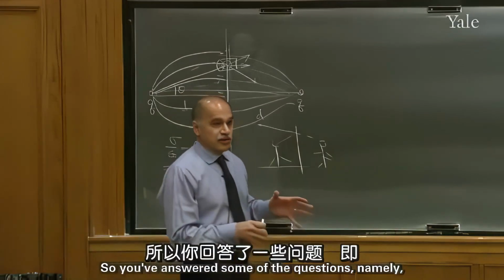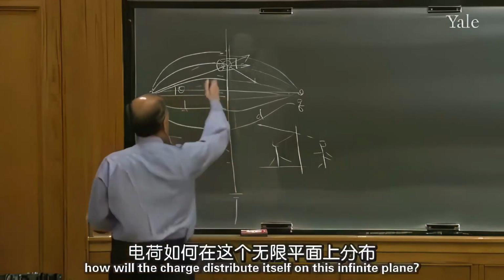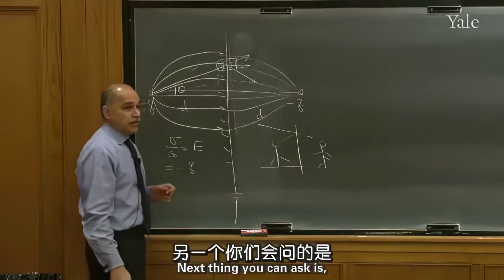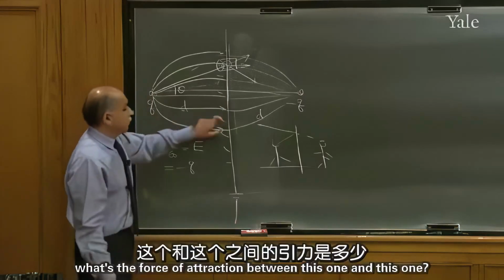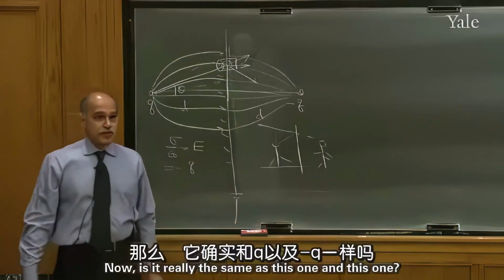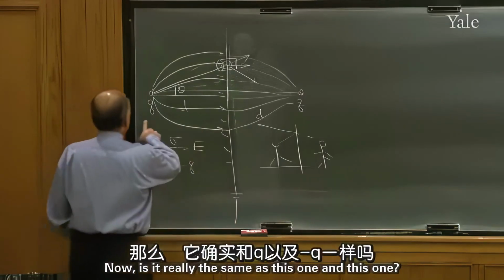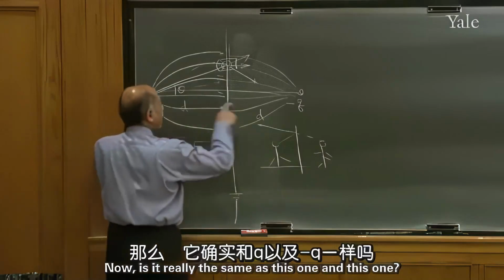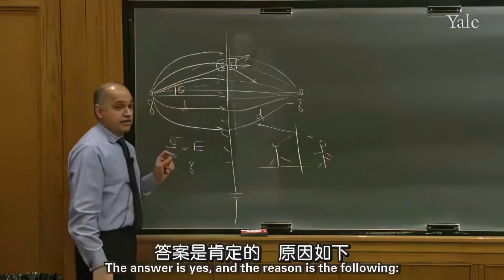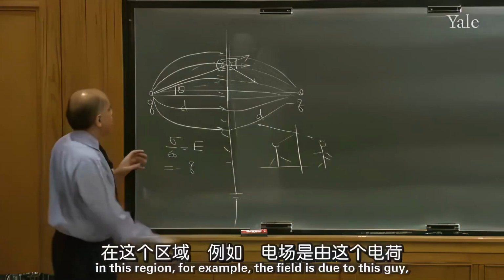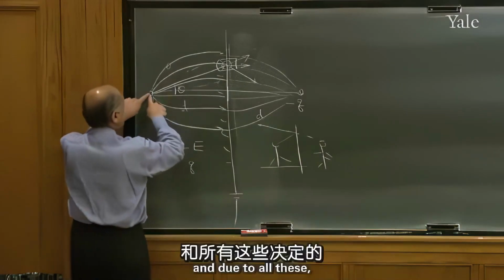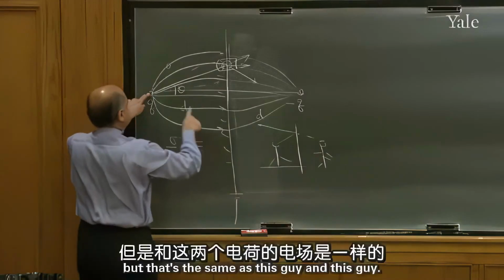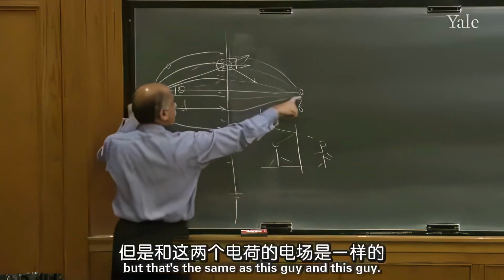So you've answered some of the questions, namely how will the charge distribute itself on this infinite plane. Next thing you can ask is, what's the force of attraction between this one and this one? Now, is it really the same as this one and this one? And the answer is yes. And the reason is the following. In this region, for example, the field is due to this guy and due to all these, but that's the same as this guy and this guy.